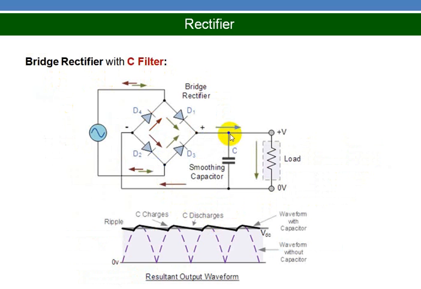Coming to the bridge rectifier with capacitor filter. Here the only change is we have included a capacitor at the output. Without the capacitor, this is the waveform, and it has got an AC component. If you add a capacitor, you will get a waveform like this. The dark line is the voltage. The capacitor charges and then discharges, charges and discharges. So you get a DC voltage, and the AC component of voltage in this output will be less.